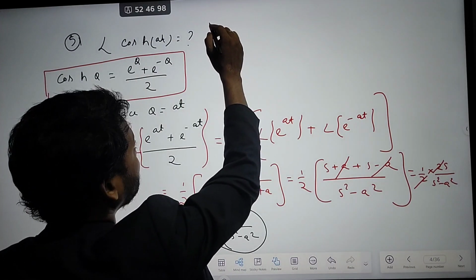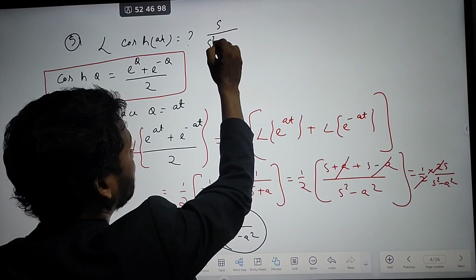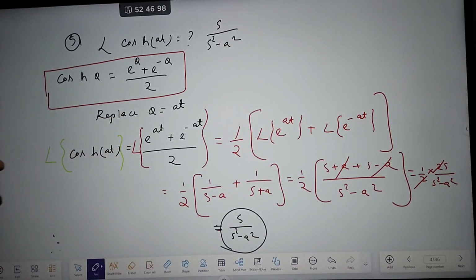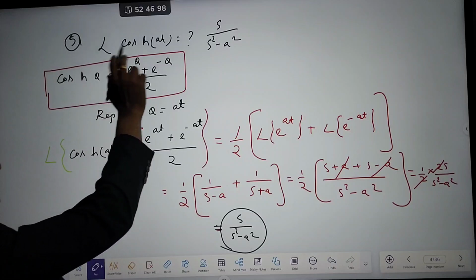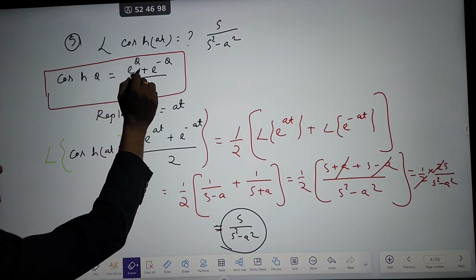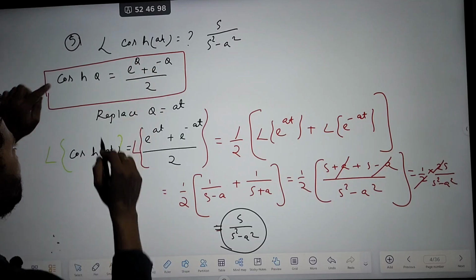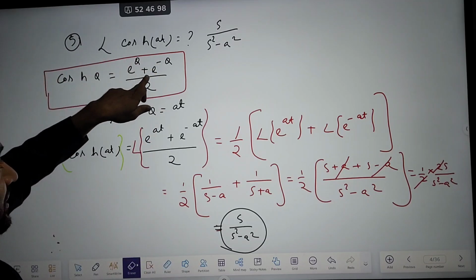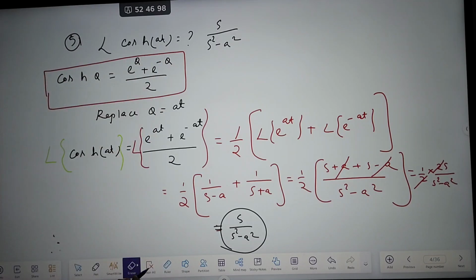So what is the formula of cos h at? s by s square minus a square. Got it? Similarly for Laplace transformation of sin ht, what to do? Plus, what is the formula of sin ht? e to the power theta minus e to the power minus theta. Okay, I am writing here.